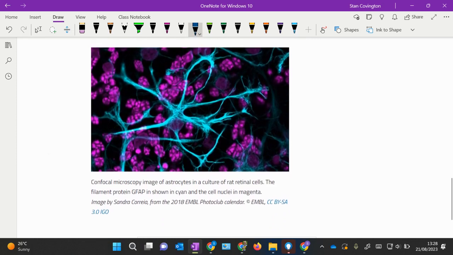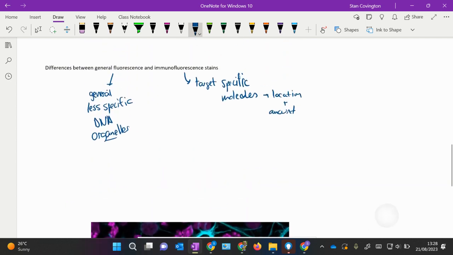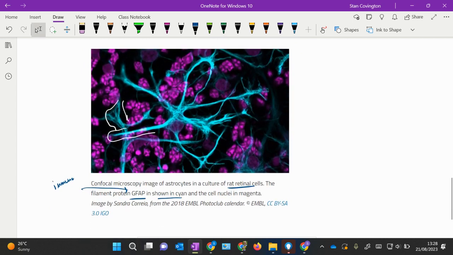So here's a really good example. This is rat retinal cells. I'm not 100% sure what they're studying, but in the cyan color, so that's this green color here. You can see it all over the place. That's this filament protein called GFAP. Okay, so that is using immunofluorescence, right? That's an example of that. It's target specific.